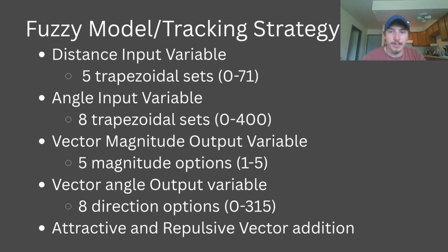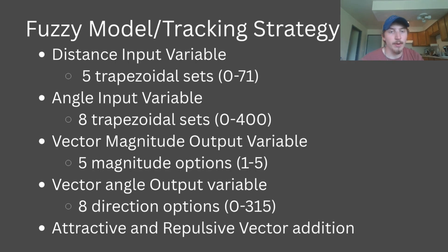Now for a description of the fuzzy model and tracking strategy. The fuzzy model is composed of two input variables: the distance between the agent and the target, or the agent and an obstacle, as well as the angles between them. The distance is made up of 5 trapezoidal sets ranging from 0 to 71. The angle is made up of 8 trapezoidal sets ranging from 0 to 400.